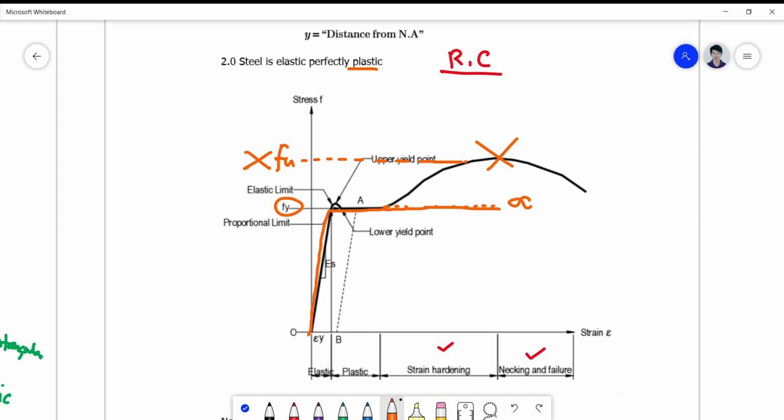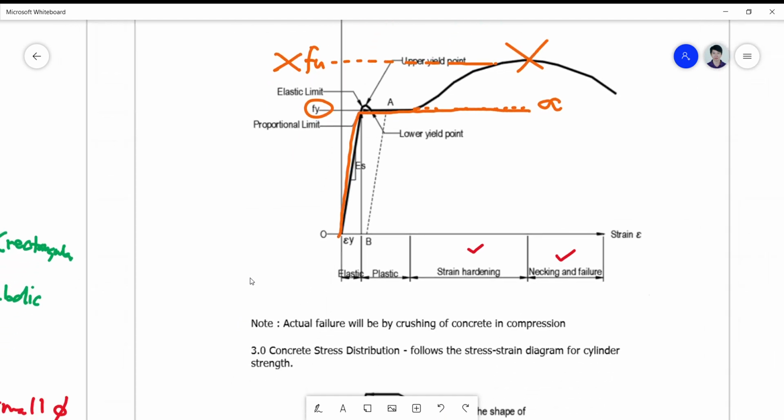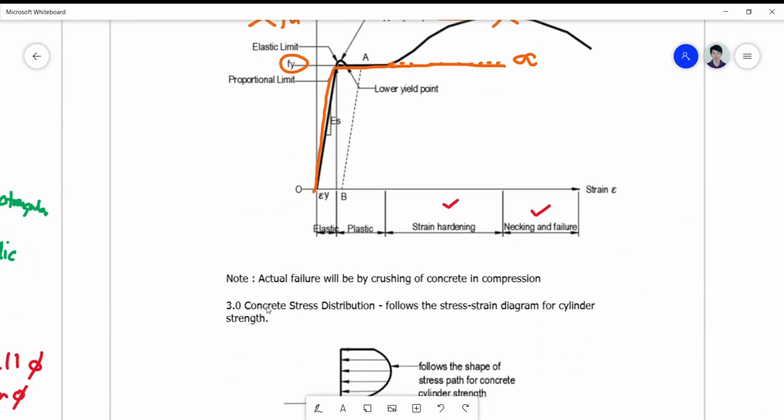Okay, so the third assumption. But take note, before we go to the third assumption, that the actual failure will be by crushing of the concrete in compression. Always. There's no tendency for steel to fail. It is only the concrete that will fail in crushing due to compression failure because of this assumption.